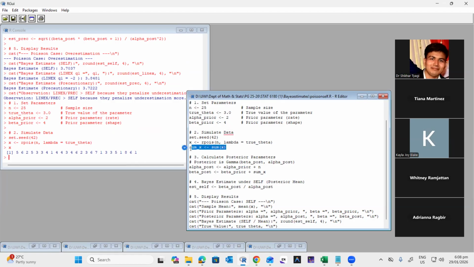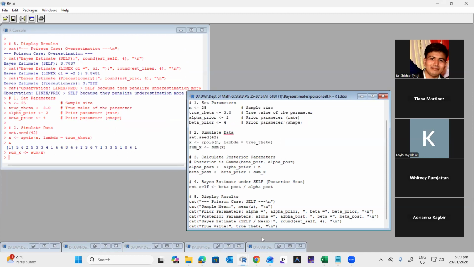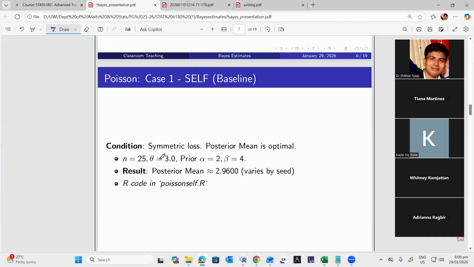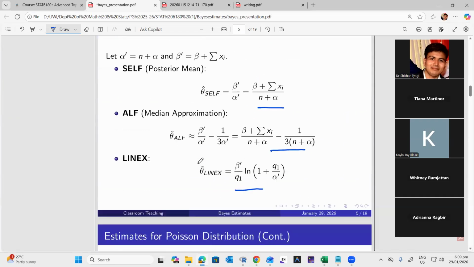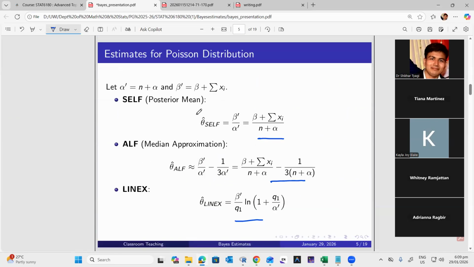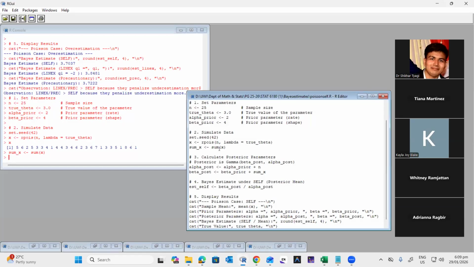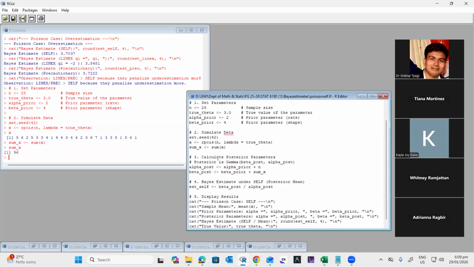After that, we take the sum of x, because in the estimates of the parameter we have the summation of xi, that is, the sum of the random sample. That sum is 96. Now we are going to calculate the posterior parameters.